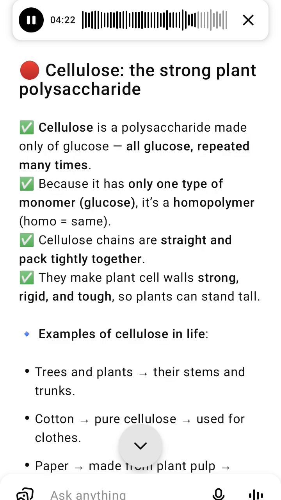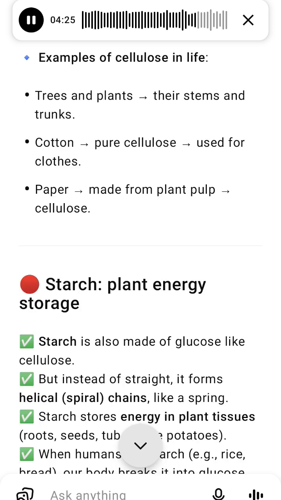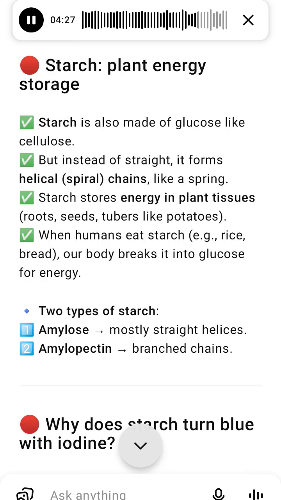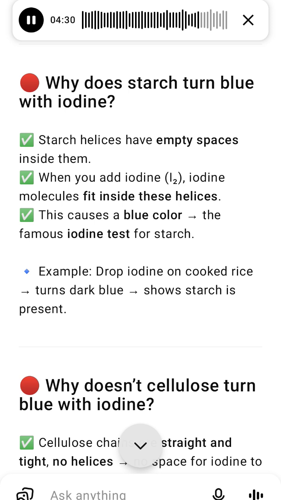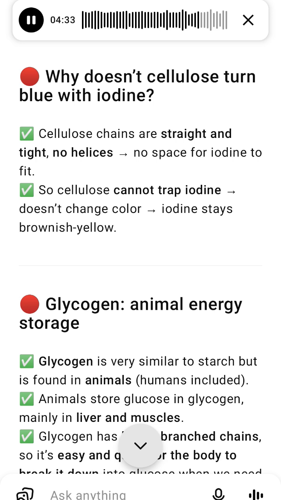How do reducing and non-reducing ends work? A chain has two ends. The reducing end can react chemically, e.g. donate electrons. The non-reducing end, more stable, doesn't react easily. Enzymes that break down polysaccharides often start chewing from the non-reducing ends, like eating from the outside of a candy rope.